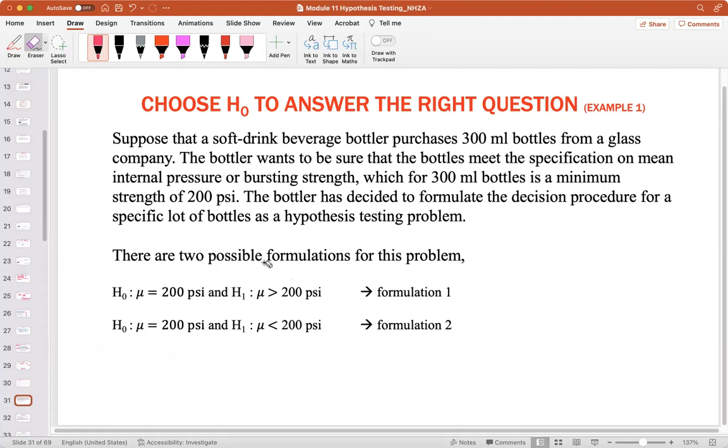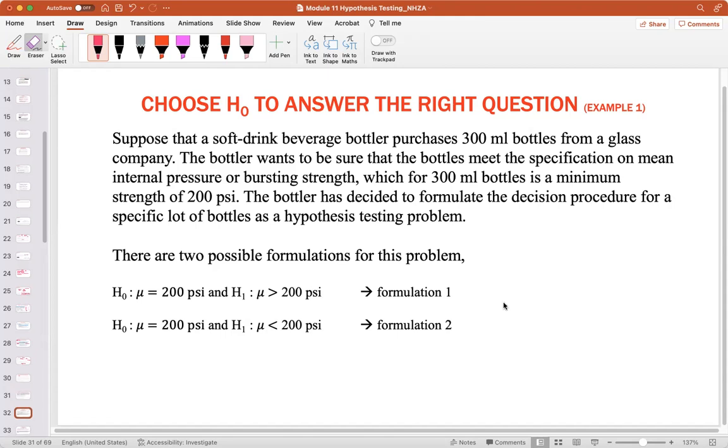But when we are not following the specs using formulation one, we can still use the bottles, right? But if we are choosing formulation two, if I go for the alternative hypothesis or if I reject the null hypothesis, it means that I simply cannot use the bottles, because the pressure that I need the bottles to withstand is 200. So if it is not able to do that, I cannot use the bottle. It will be hazardous to my clients. So this is also an engineering problem, a very interesting one.